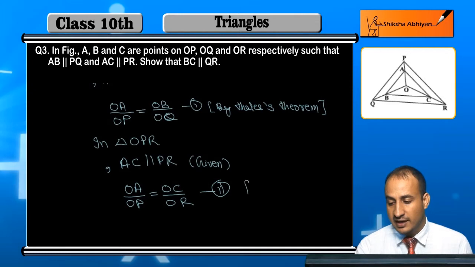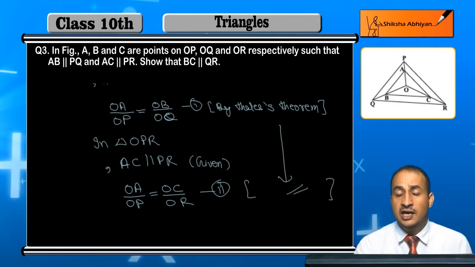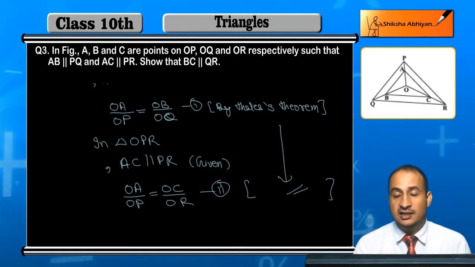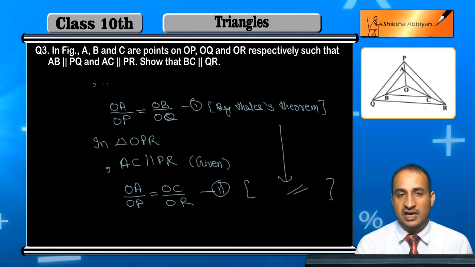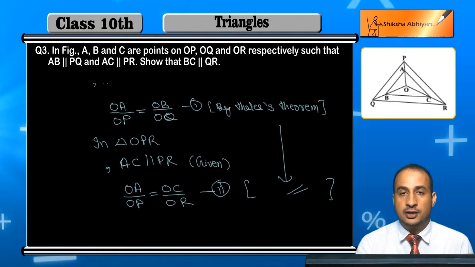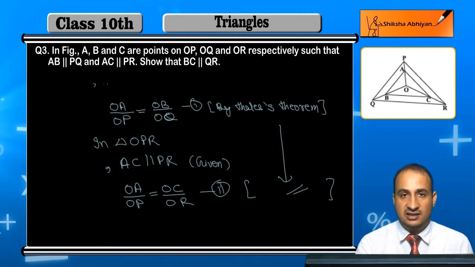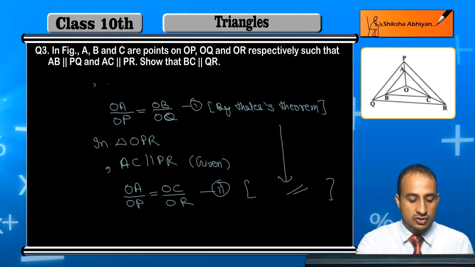Again, same reason, by Thales theorem. From Thales theorem we know that when a line intersects two sides of a triangle in the same proportion, it is parallel to the third side of the triangle. That is, if a line is parallel to the third side of a triangle, it intersects the other two sides in the same ratio, that is, proportionally. The same reason here is Thales theorem.